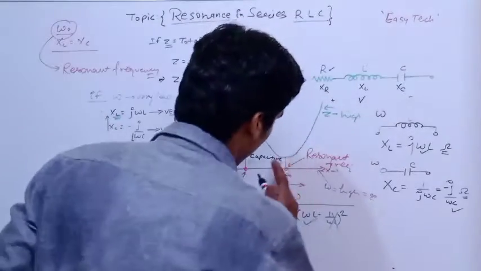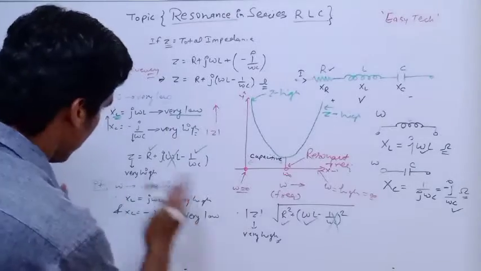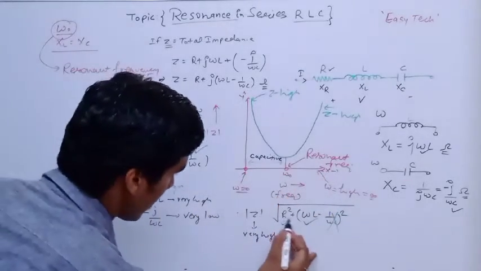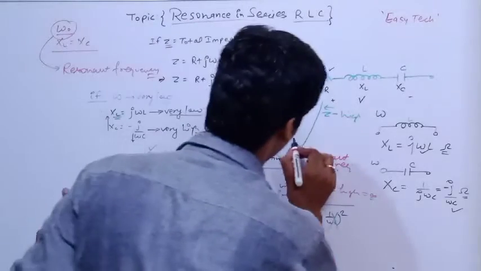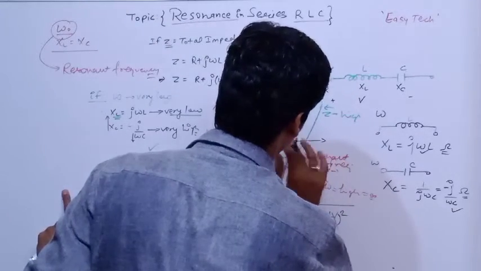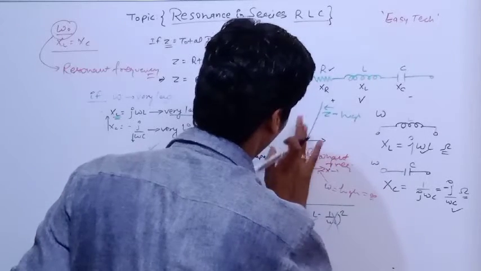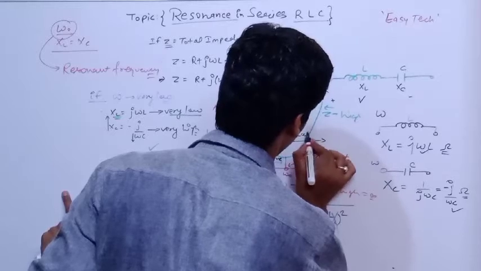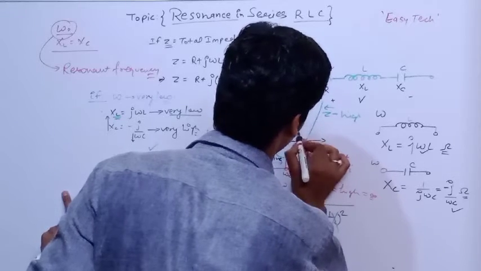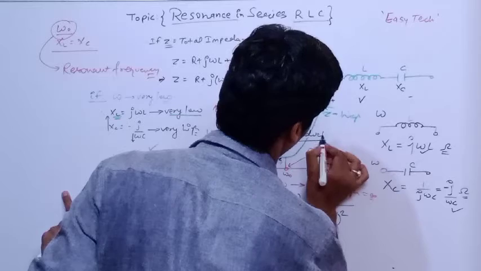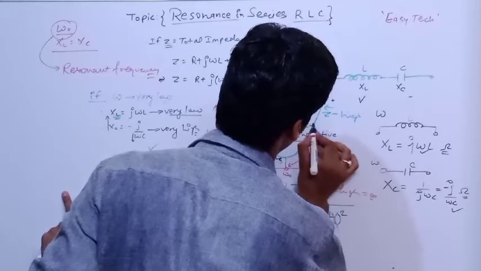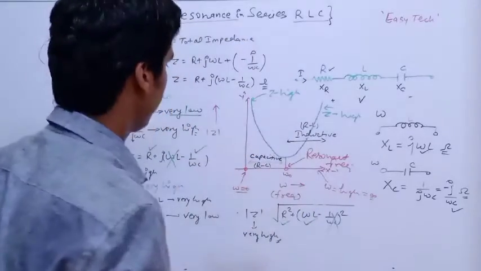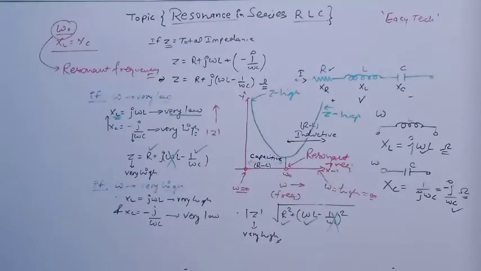And above the resonant frequency, when the frequency is very high, your circuit behaves like R and L. For this reason your circuit behaves like an inductive network. That means R and L here, and R and C here. Please remember this thing.